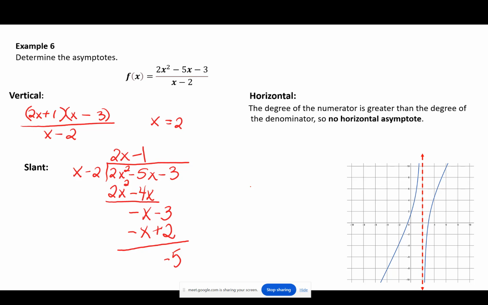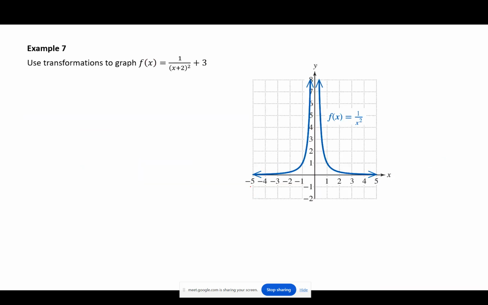The remainder doesn't matter. You don't have to worry about the remainder. All you do is write the linear equation you get, y equals 2x minus 1. So the slant asymptote is y equals 2x minus 1. That's a line that has a y-intercept at negative 1 and a slope of 2, and that's what it looks like. Sometimes you'll have a graph that you can use transformations to graph instead of finding asymptotes and all that.